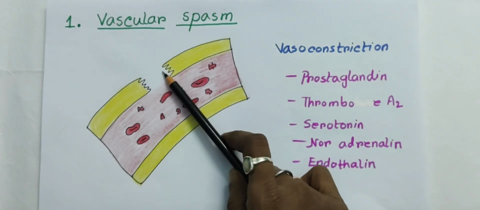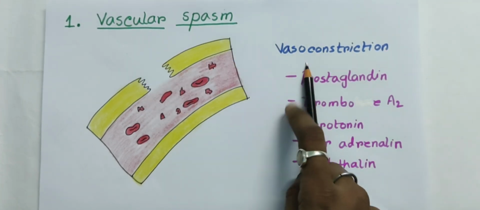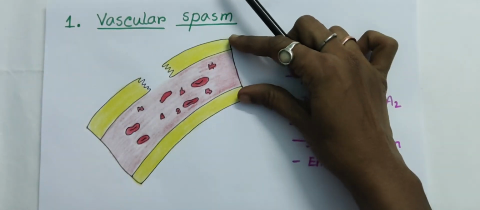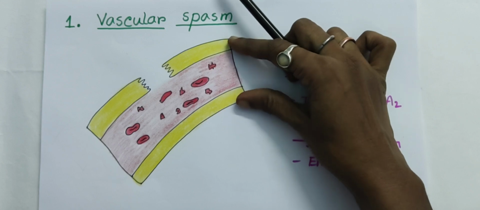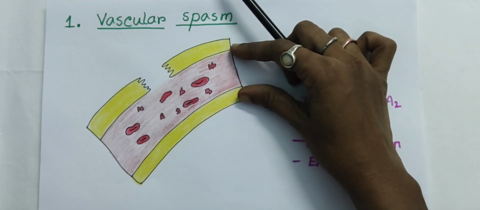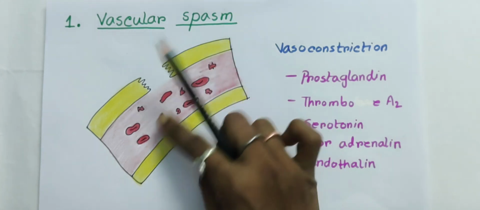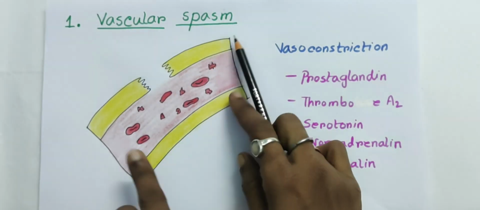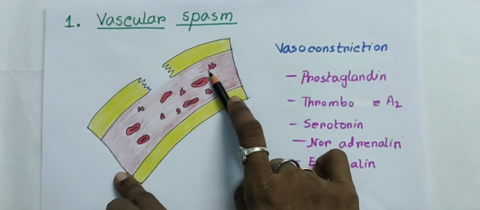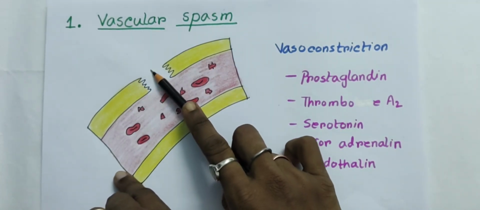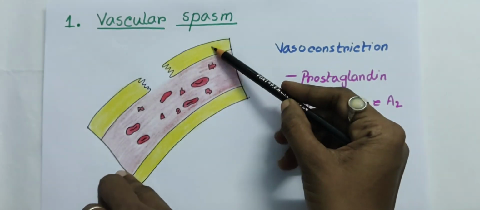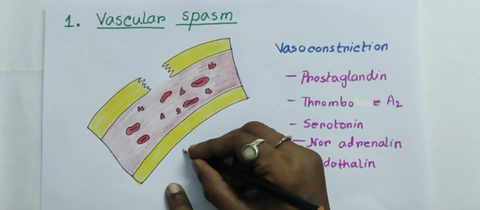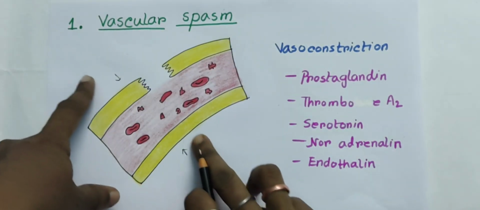So immediately what happened? Vasoconstriction occurred. What is vasoconstriction? It means the vessels constrict and become narrow immediately. They don't allow much blood to pass through the vessels. If less blood passes through the vessels, then less blood may come out. That's why vasoconstriction occurred immediately. The blood vessels get constricted from both sides.